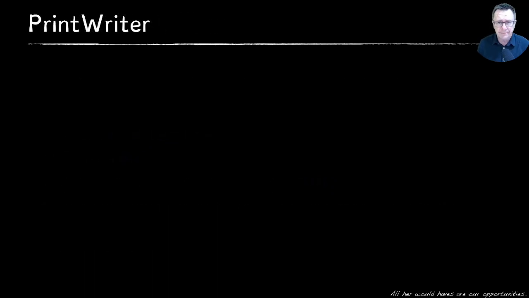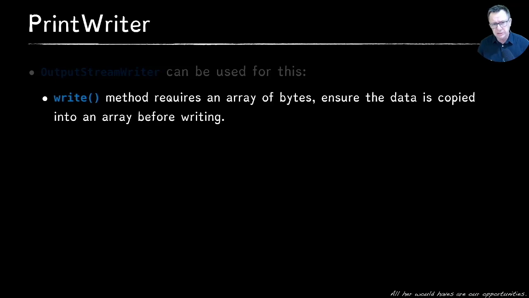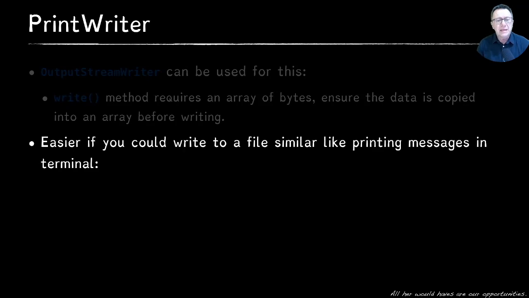The print writer. This is something that is really important. We've got an output stream writer, and that can be used when we want to write, okay? So we want to write, and the write method, we need to give it an array of bytes that it can write out. And we must ensure that the data is copied into an array before writing, okay? Very important.